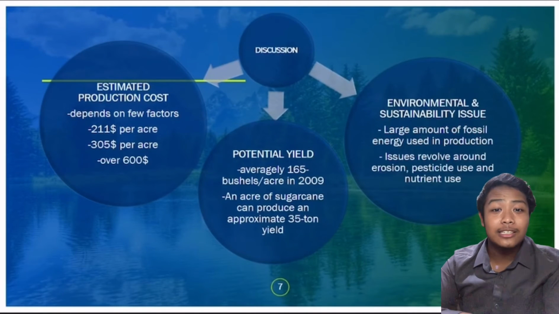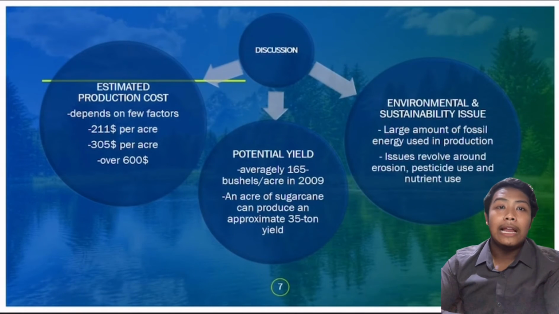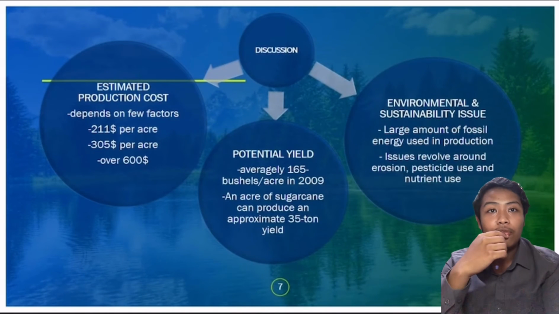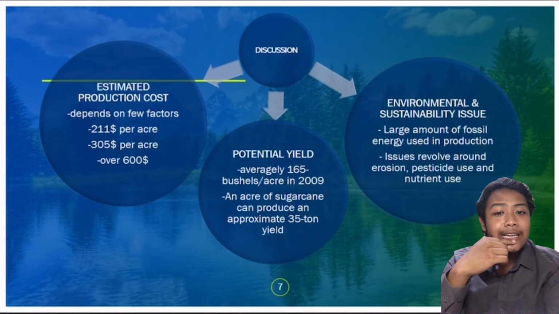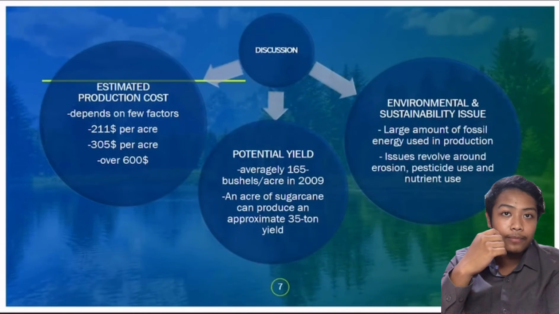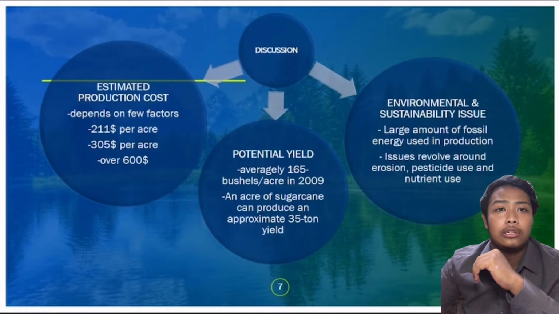Okay, the second discussion is environmental and sustainability issue. Life cycle analysis, or also known as LCA, of ethanol production from corn grain has yielded a net energy ratio of 1.2 to 1.5, which represents just a 20% to 45% positive energy balance in producing ethanol from corn. A major criticism of corn ethanol has been the large amount of fossil energy used in production.